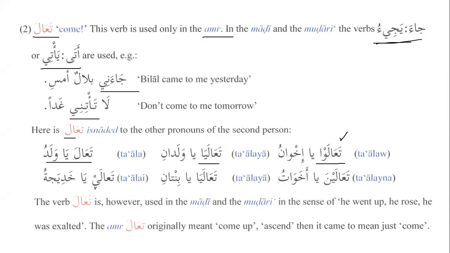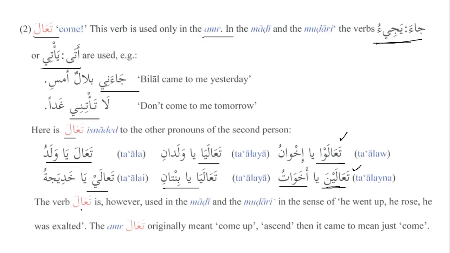Similarly, we have ta'alay ya khadijatu. When you are talking to a singular feminine, you are calling her, you will say ta'alay. For 2 ladies, we will say ta'ala ya bintani. And when we talk about more than 2, we will say ta'alayna ya akhawatu. Ta'alayna has also been used in the Quran. So ta'alaw and ta'alayna have been used in the Quran. However, all of these forms are used when we want to ask someone to come.